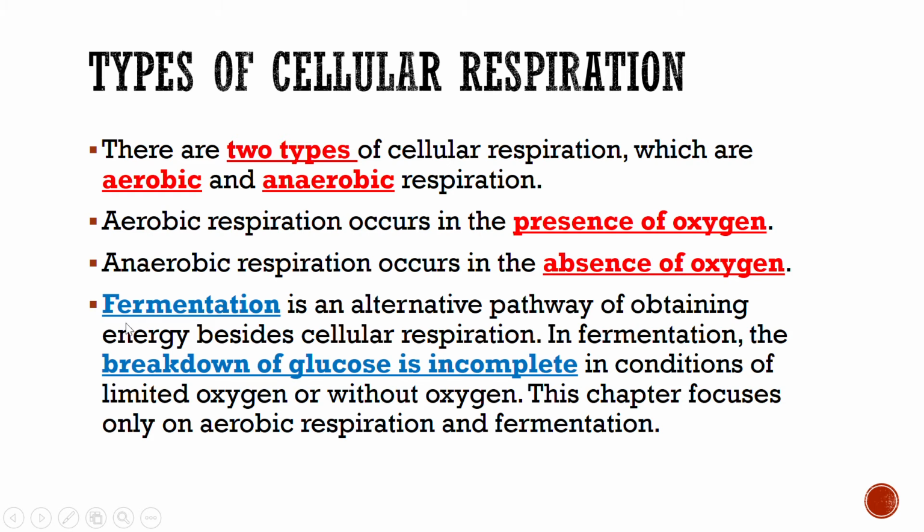Another term over here: fermentation. Maybe some of you have heard of it before. This is an alternative pathway of obtaining energy besides cellular respiration. So what happens in fermentation? Still, you need glucose as the main substrate. This glucose will be broken down, but it is broken down incompletely. Why? In conditions of limited oxygen or without oxygen. So in this chapter, we are going to focus only on aerobic respiration and fermentation. We are not going to look at anaerobic respiration.